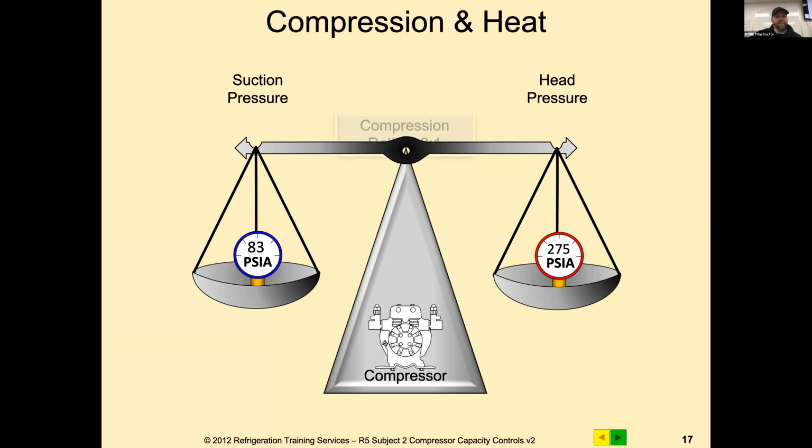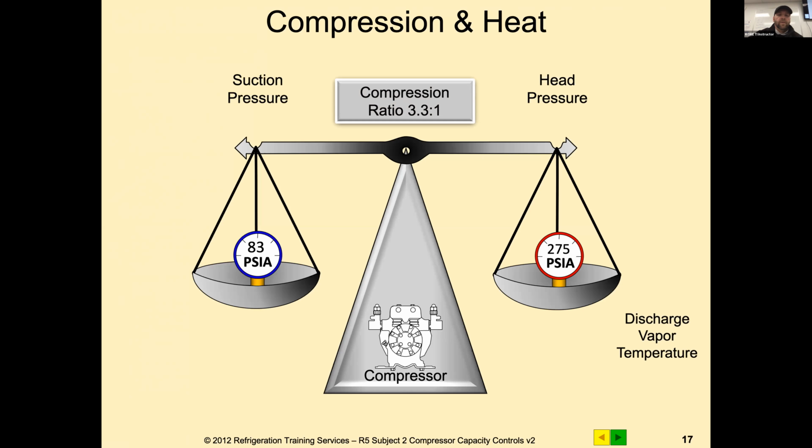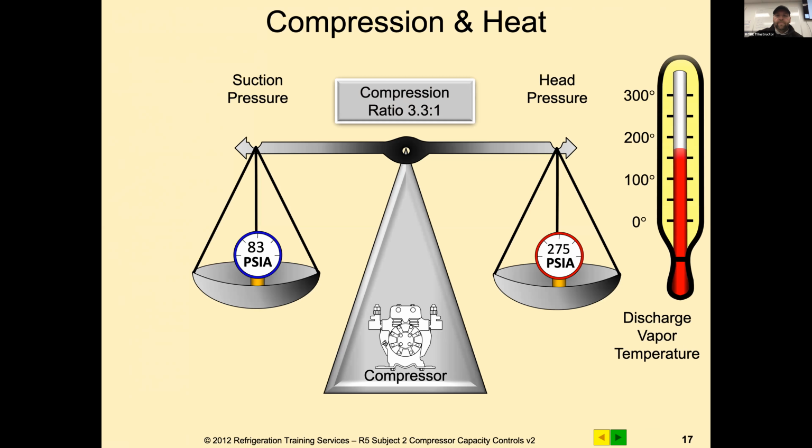So here's a graphic for compression ratio. So if your suction pressure is at 83 and your discharge pressure is at 275, you have a 3.3-to-1. That's a healthy compression ratio. That's good all day long. So your discharge vapor is at about 175 at that point. I'm assuming this is for R22.